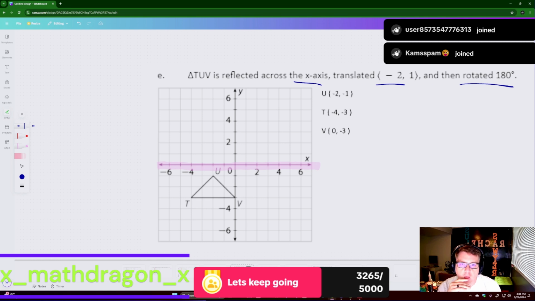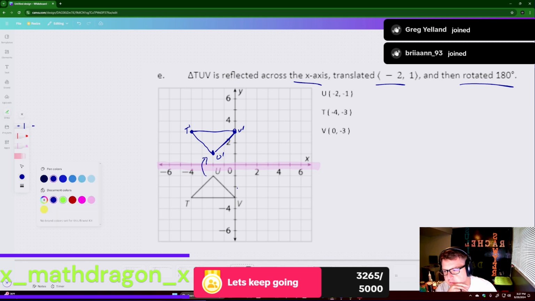All right, so we're going to reflect across the x-axis. So we're 1 away here, so U prime has to go here. We're 1, 2, 3, 1, 2, 3 away here, B prime here, and then 1, 2, 3, oh, straight line right across, T prime, boom, boom. So that's just folded over the x-axis.